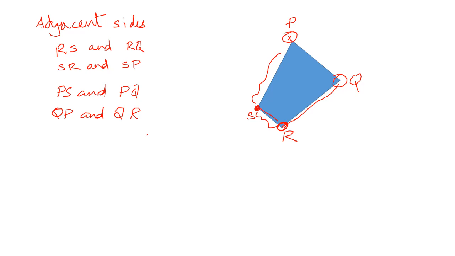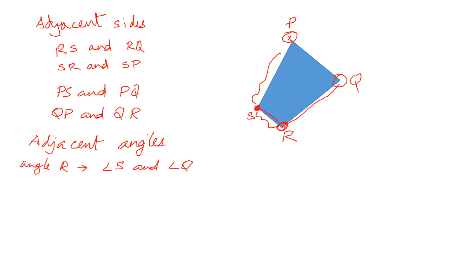QP and QR. Same way you have adjacent angles. Adjacent angles. Similarly, for angle R, the adjacent angles are angle S and angle Q. So if you take angle R, these two angles S and Q are adjacent angles. Similarly, you can find for Q. If you take Q, P and R are adjacent. Now, when I take R, S and Q have become adjacent.